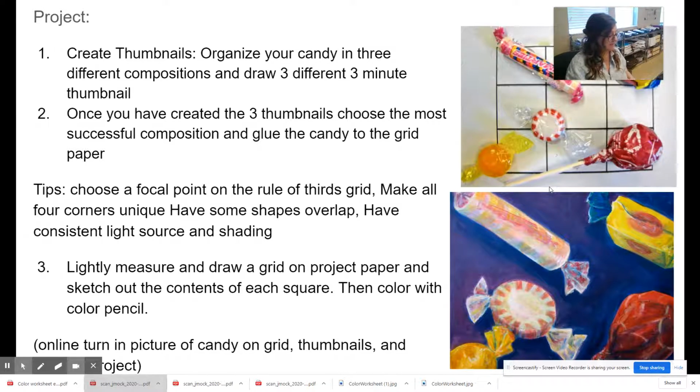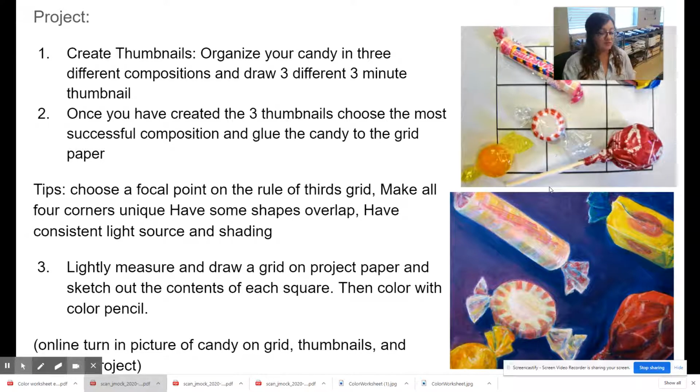Okay, here's an example of somebody that did it in class. They glued theirs down, so they have all their candy arranged. They did all of their thumbnails. I passed them off, and then they could glue them down or just set them on there since you guys are at home. After this, you guys are going to take a blank sheet of paper, and I want you to draw out this grid very, very lightly. I want you to expand it on your paper and start to draw your still life objects.